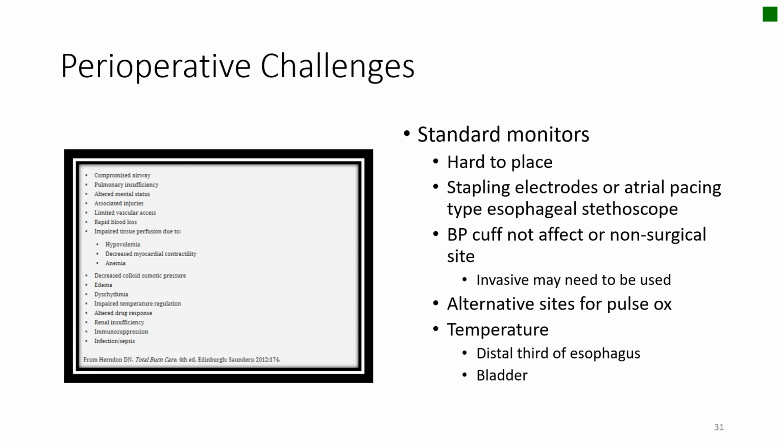If needed, like if you don't have a place, or if it's warranted, you can use placement of an invasive line. You may have to be creative with your sites for your pulse oximeters, such as you may need to use the nose, septum, cheek, tongue, toes, and as we said before, temperature is important to monitor as well.